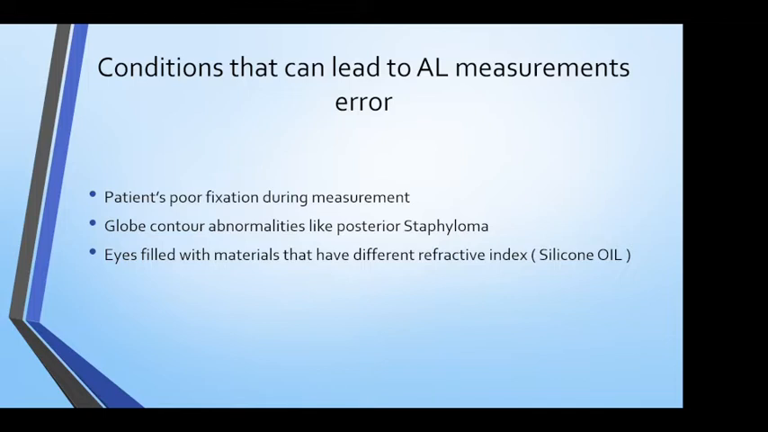And then other conditions that can lead to axial length measurement error include the patient's fixation being poor during the measurement, so more education, being patient, and repeating measurements may be necessary. Globe contour abnormalities like posterior staphyloma, or eyes filled with material that can change the refractive index like silicone oil.